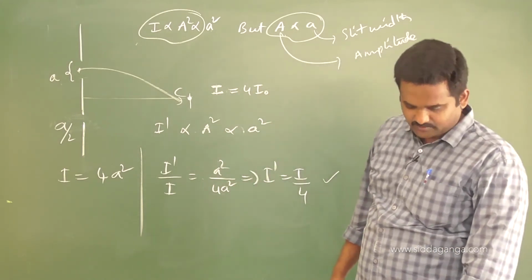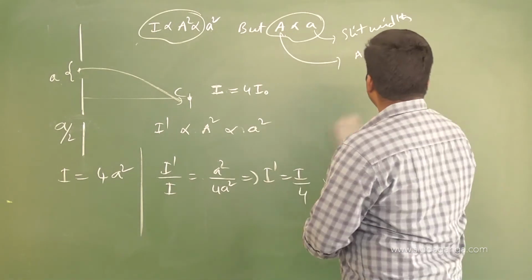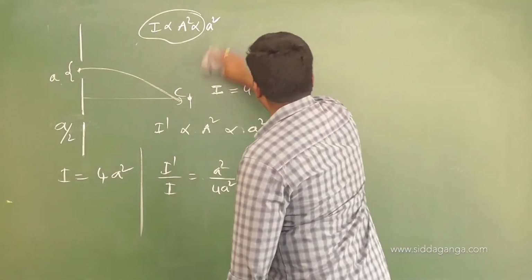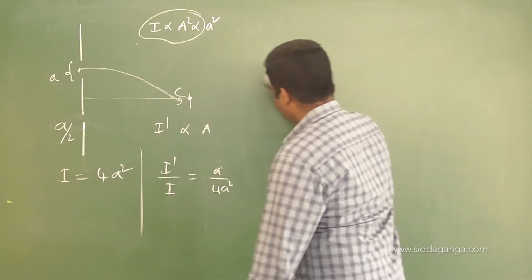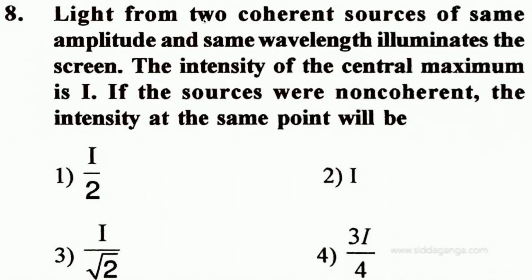Next, 8th problem. So go through that problem. What are they given? Light from two coherent sources of same amplitude and same wavelength illuminates the screen. Intensity of central maxima is I. If the sources were non-coherent, the intensity at the same point will be equal to how much, they are asking.